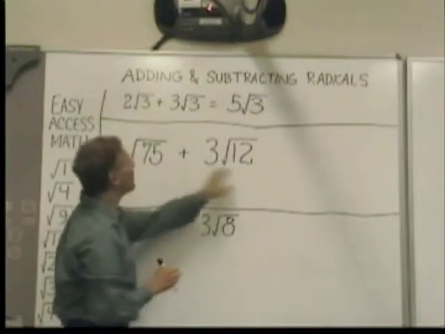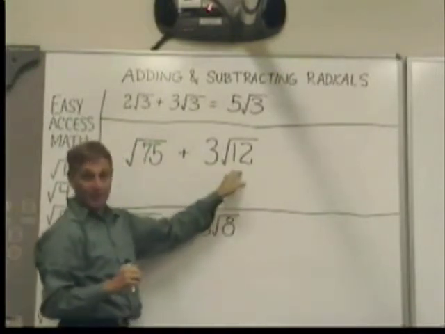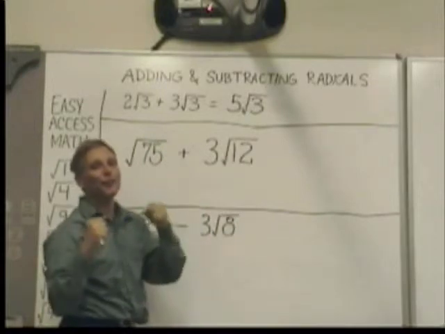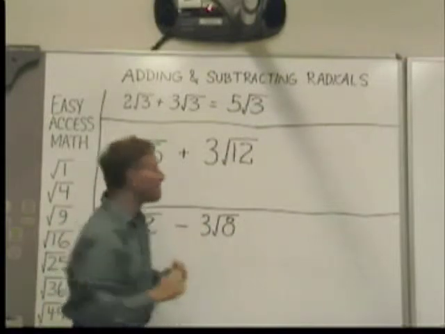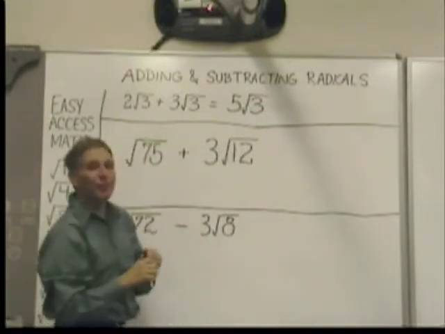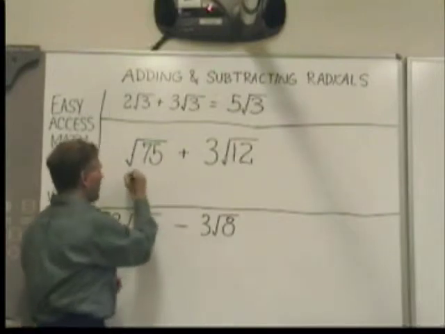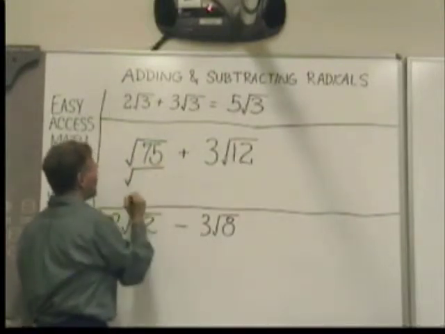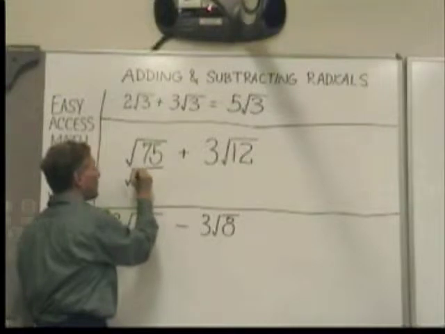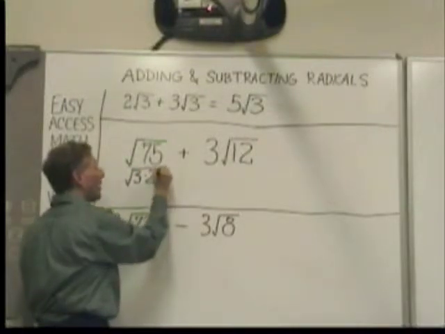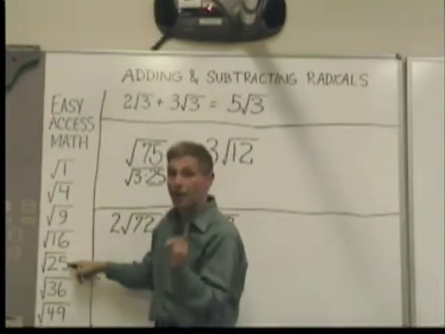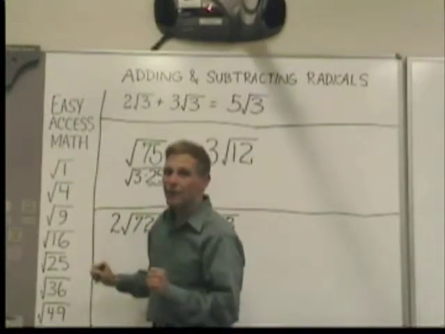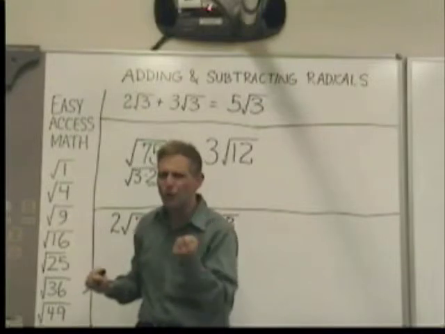However, if you have different radicals inside the radical, you have to first simplify. You have to see if you can get them to be the same radical on the inside. So I have to simplify radical 75. And I can do it like this. 75 is 3 times 25. Choosing 25 because it's a perfect square number. That's how we simplify radicals. You're looking for a perfect square number.